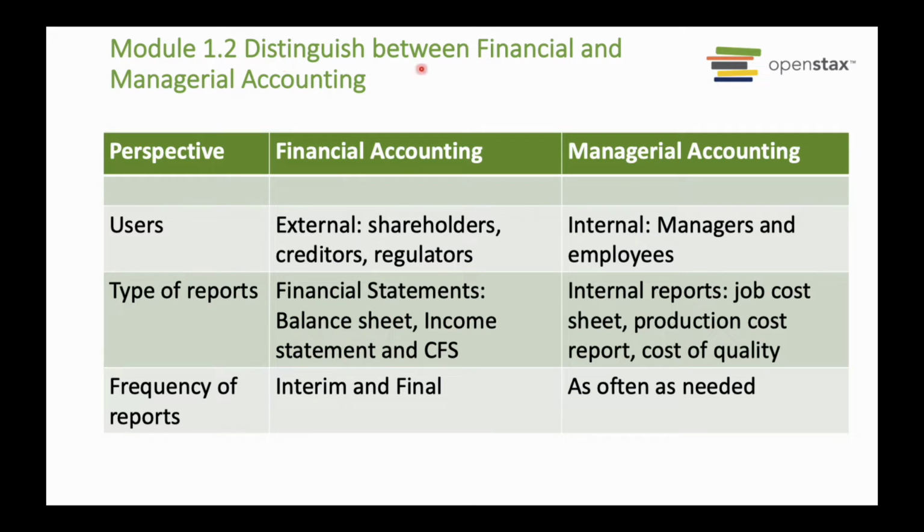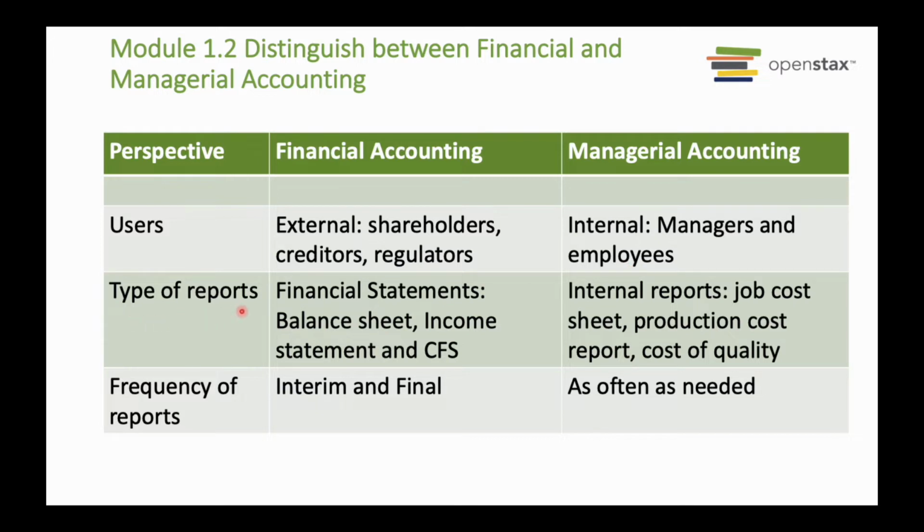Objective 2. Distinguish between financial and managerial accounting. We can look at this distinction between financial and managerial accounting from different perspectives. Firstly, looked at from the perspective of the users of the information, the users of financial accounting information are external to the organization, for example, the shareholders, creditors, and regulators. The users of managerial accounting information are internal to the organization, for example, the managers and the employees of the organization.